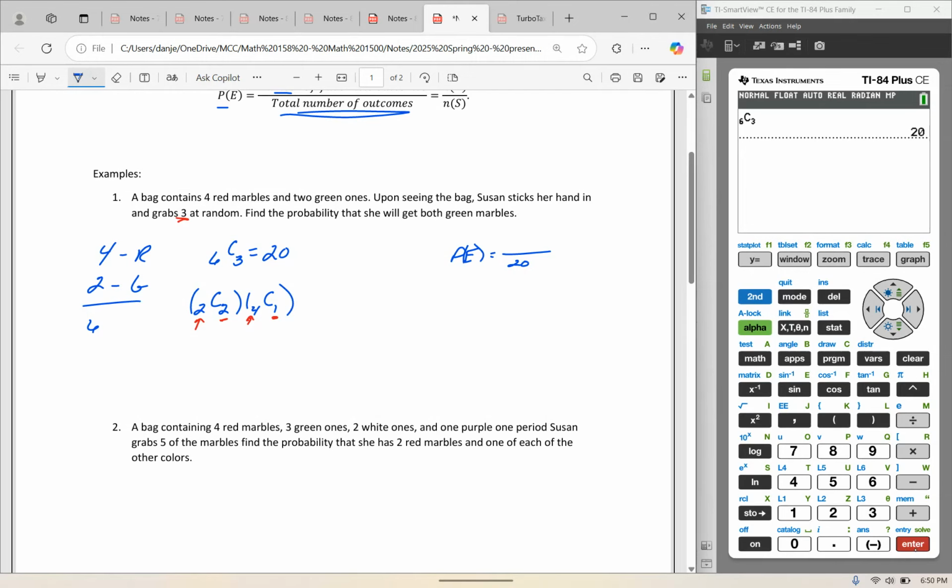I'm going to do these without the calculator. 2 choose 2 is 2 factorial over 2 factorial, 0 factorial, which is 1. And then we have 4 choose 1, which is 4 factorial over 4 minus 1 factorial, 1 factorial, which is 4. 1 times 4 is 4, so our numerator is 4. So the probability of this occurring is 1 out of 5, or 0.2. Okay, so total outcomes, favorable outcomes.